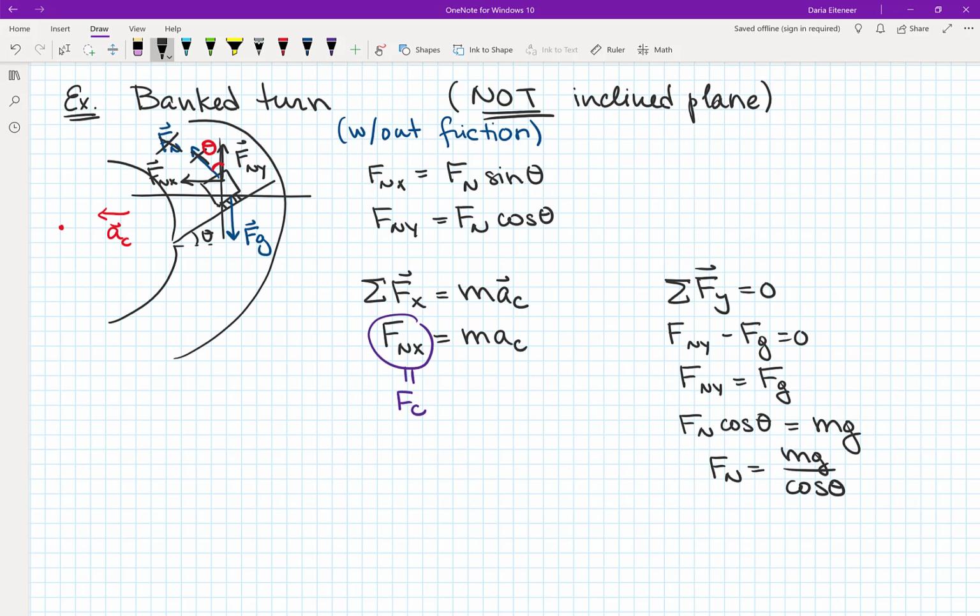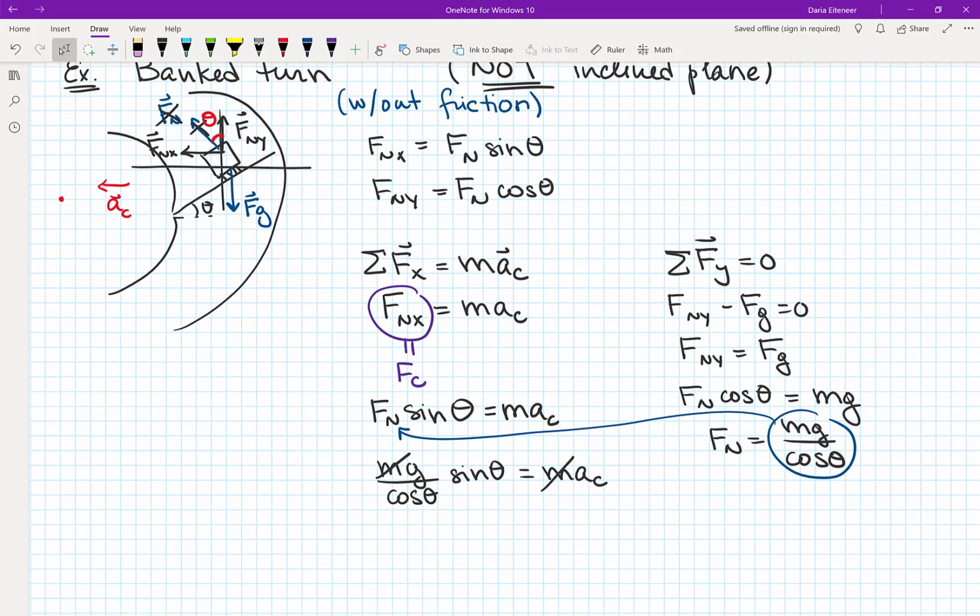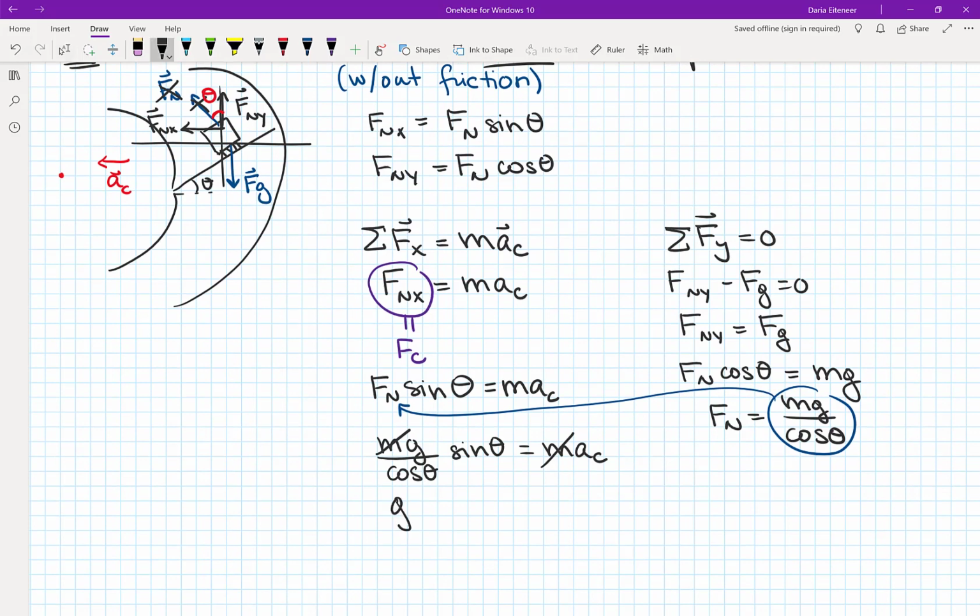Okay. And then I'm going to go back to my x component, right? So this is going to be Fn sine theta equals m times centripetal acceleration. And I'm going to substitute this expression into Fn. Just bear with me for a minute. mg over cosine theta times sine theta equals m times centripetal acceleration. Cancel the m's. Remember that sine over cosine is tangent. So this is g tangent theta.